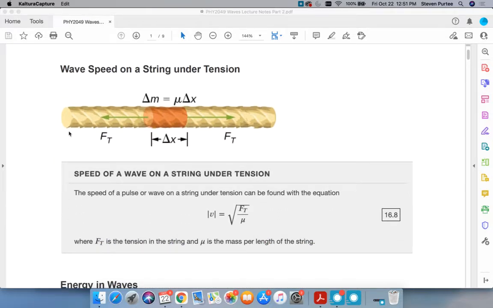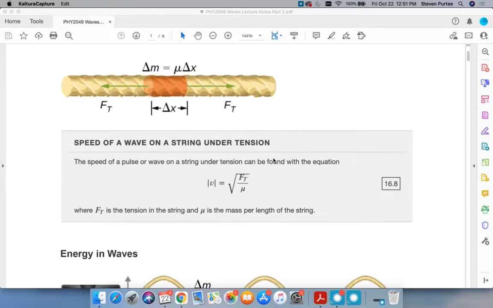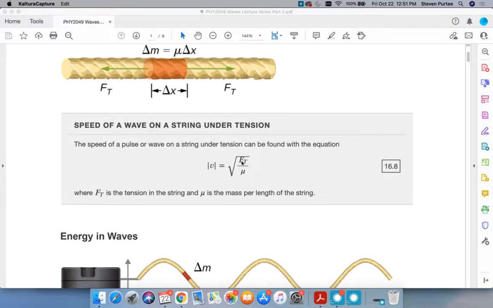So then the speed at which a wave would travel down this is given by the wave speed, the square root of the tension force divided by the mass per unit length. So if we increase the tension, if we tighten up a guitar string, the speed would increase.